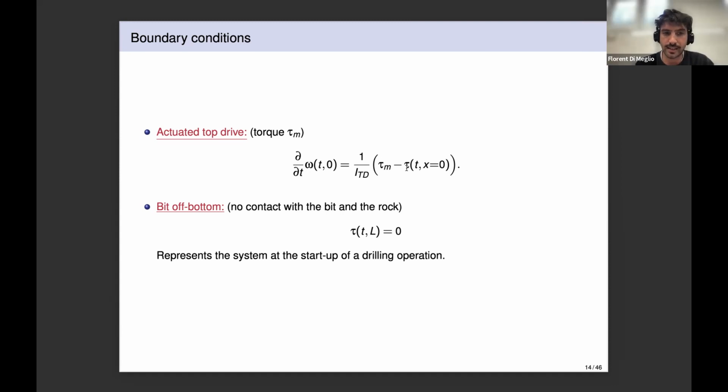And like I said, we assume that the bit is off bottom. So we assume that there is no contact between the bit and the rock, so the torque at the bottom of the well is assumed to be zero. And as we will see by comparing it to field data, this model is able to replicate the behavior of a drill string at the startup of a drilling operation fairly well.